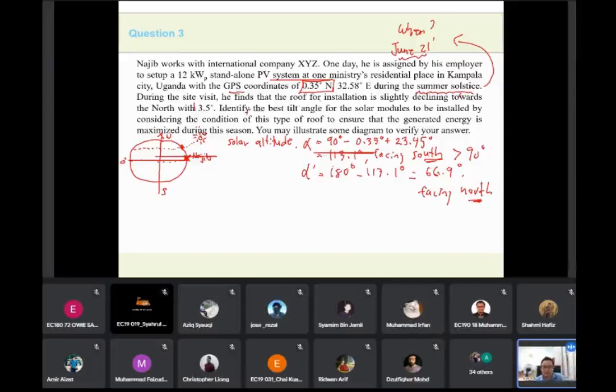So the next step after we do this, we calculate what? Beta. Calculate 180 minus 90 and minus alpha. We get 23.1, 23.1 facing to the north. Okay, here we finish.